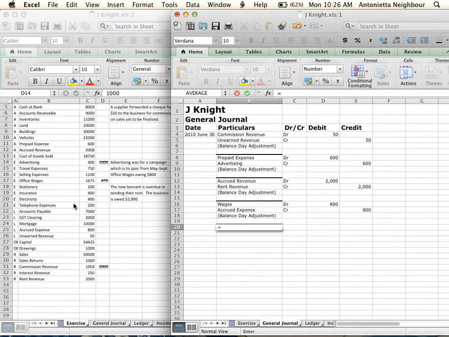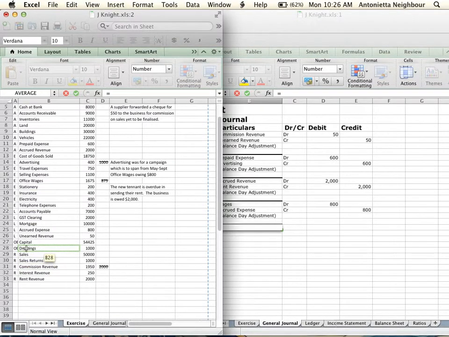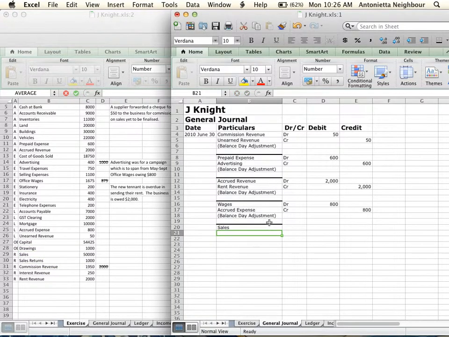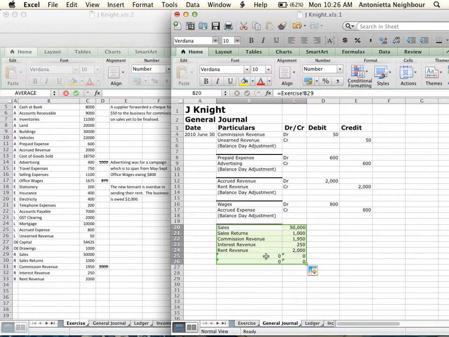Okay, so we want to now close off our revenues. So I'm going to bring in a formula, and I'm going to click. I want to bring in sales. So I'll click in sales here in my exercise worksheet and bring it across. I'm going to drag over the amount, so I know that now I'm going to get 50,000 there for sales. Then I'm going to pick up my little dot here and drag down. I like to drag down further than I know I need to go, just to make sure I bring them all in, and then I can just go back and delete the rows that I don't need.